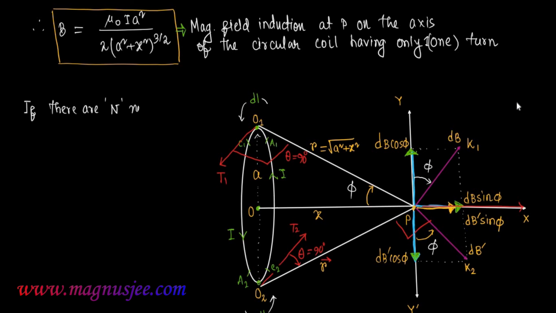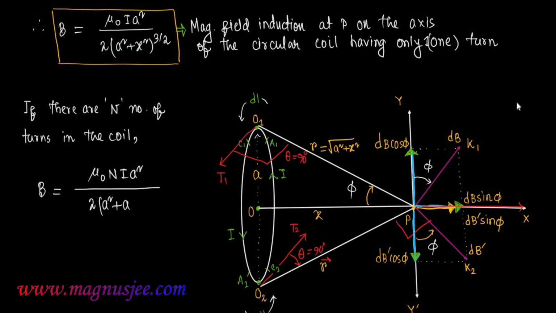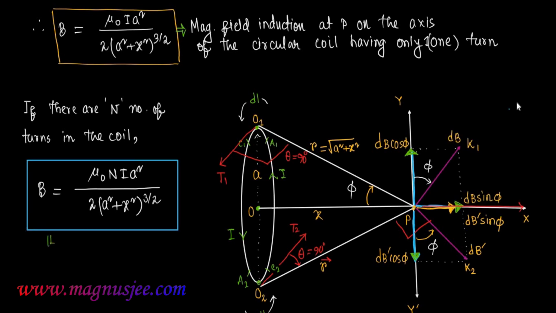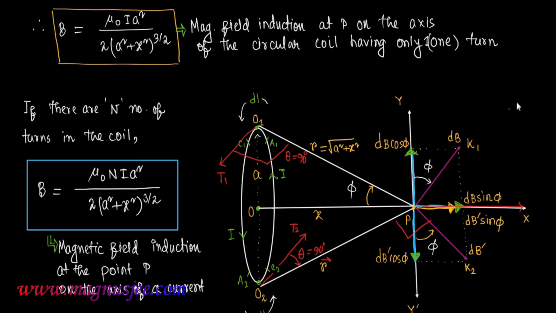If there are n number of turns in the coil, in that case what should be the expression of magnetic field induction B? B will be equal to mu 0 n I a square divided by 2 (a square plus x square) whole to the power 3 by 2. So this is the magnetic field induction at the point P on the axis of a current carrying circular coil.